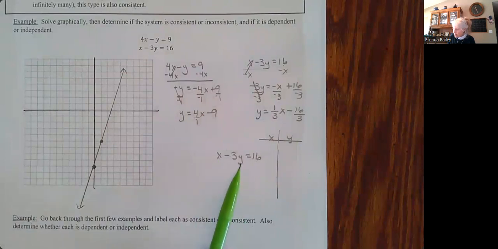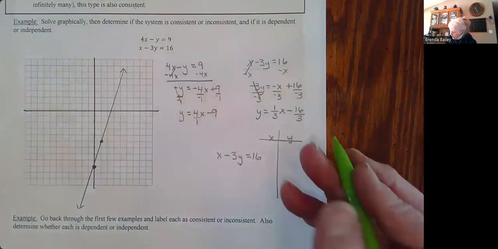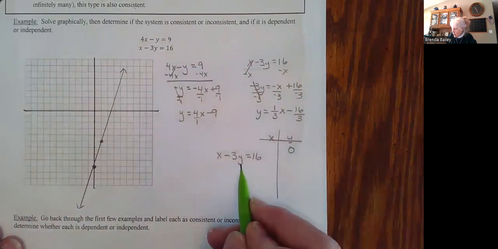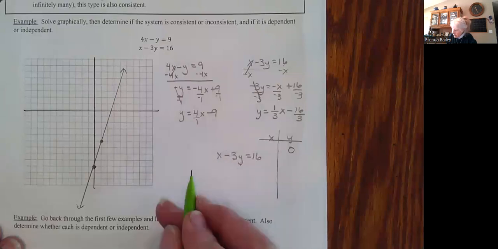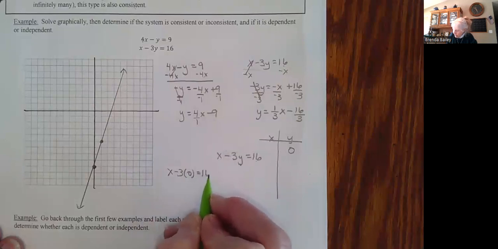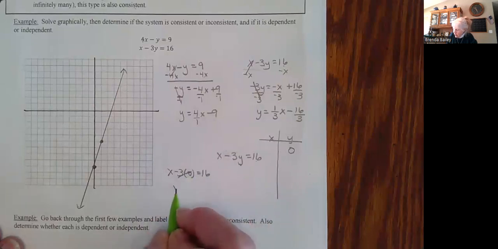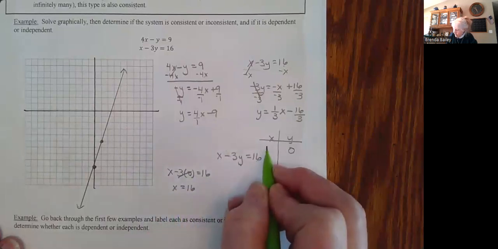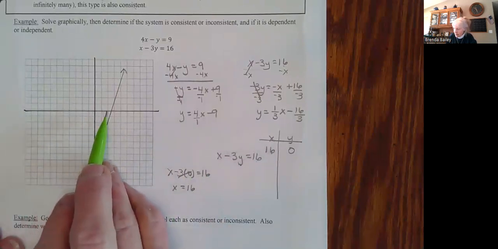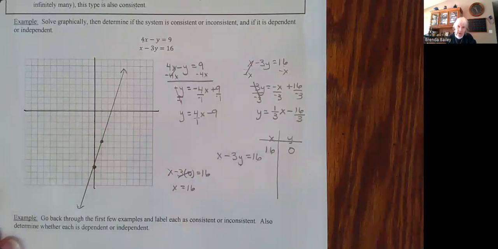Well, if I put in 0, let's say I put in 0 for Y. If this is 0, 3 times 0 is 0. So X, here, I'll just go ahead and put in 0. X equals 16. Unfortunately, my X axis does not go to 16. So I'm going to pick another one.